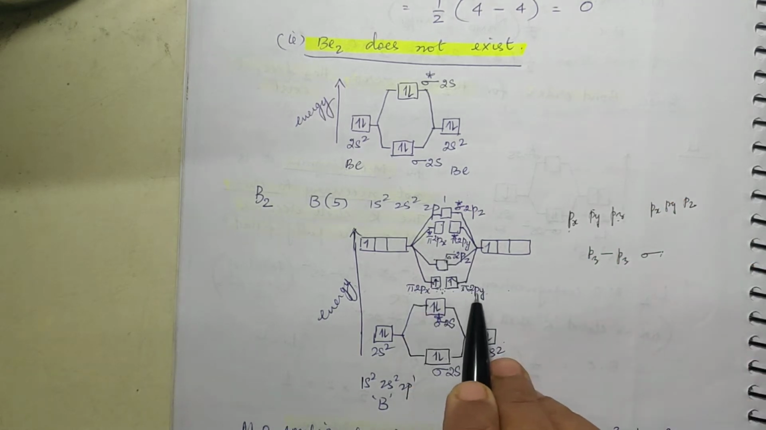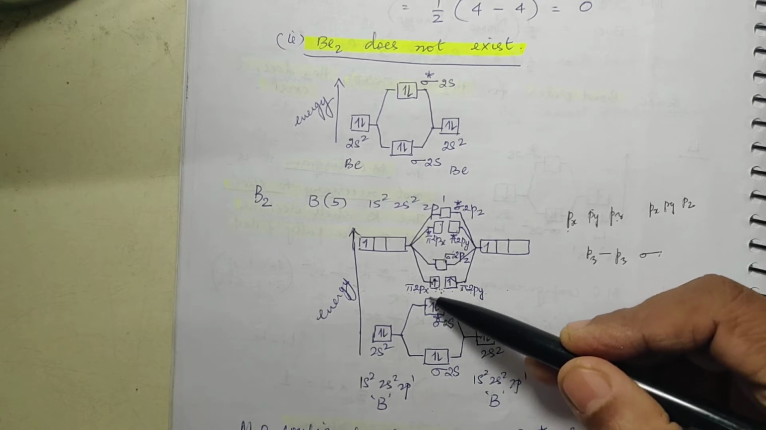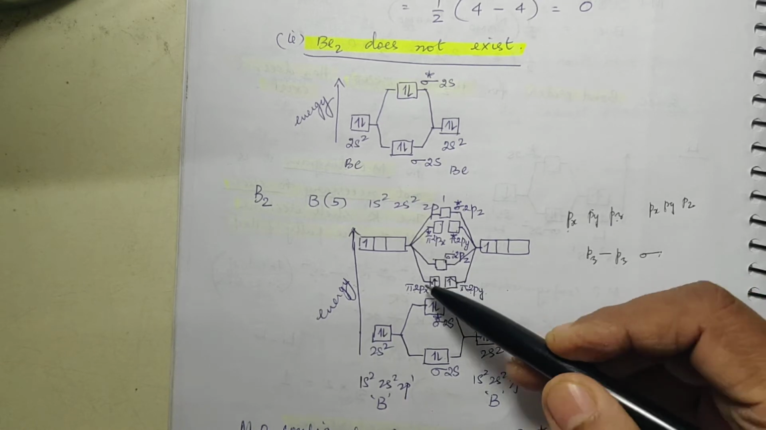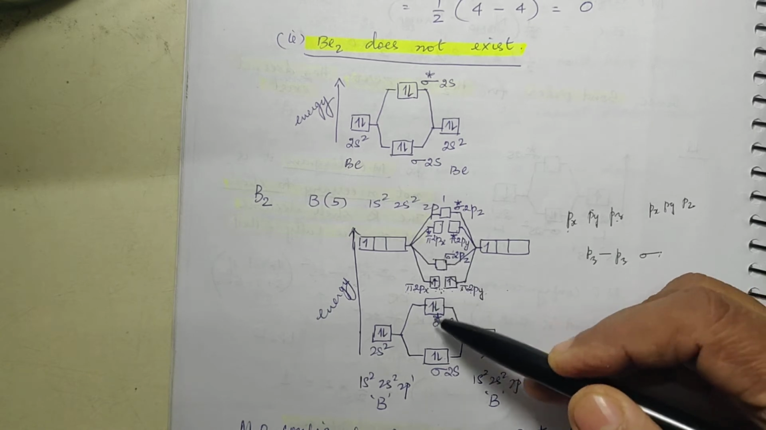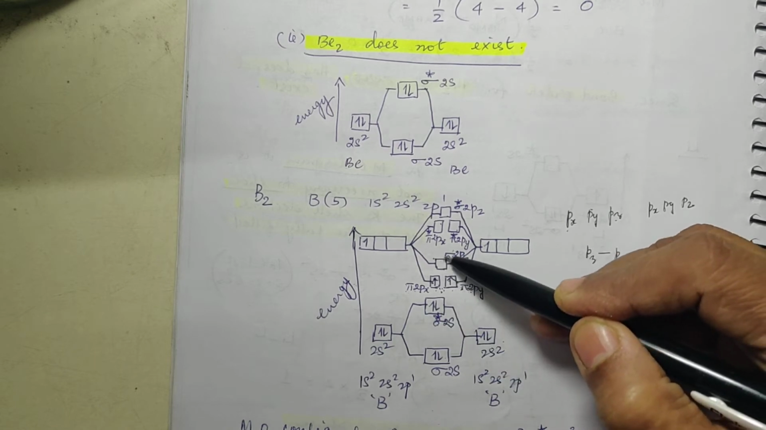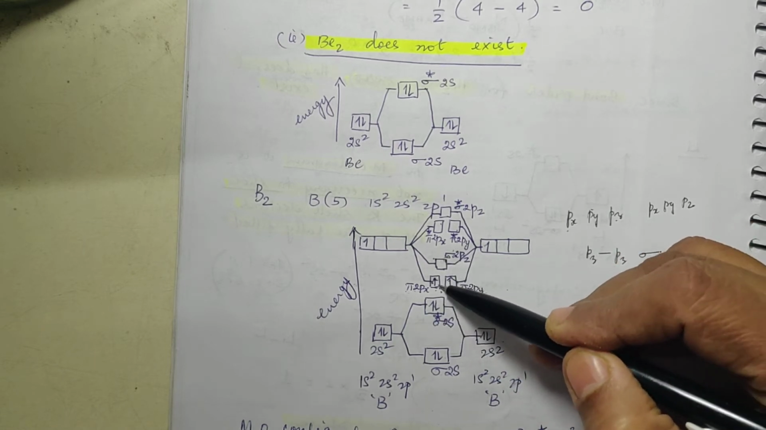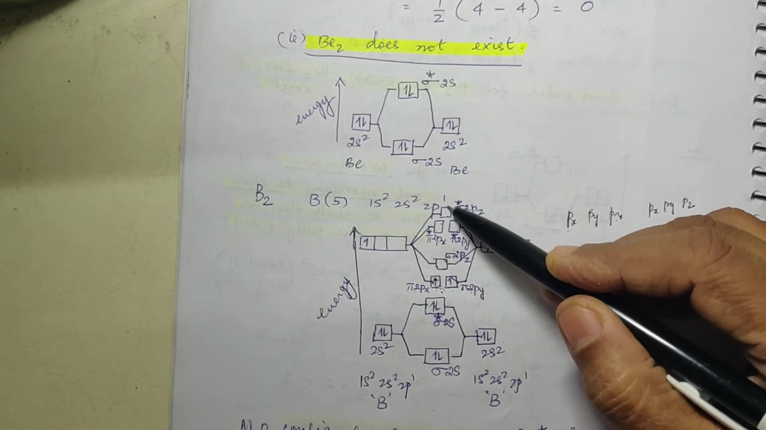And this pi 2px and pi 2py, they are having different orientation. So they will not be repelled by the electrons of the anti-bonding 2s. Okay, that is why pi 2px and pi 2py are here, and then sigma, because the repulsion has pushed the sigma 2pz up, right? And then its corresponding anti-bonding is above.